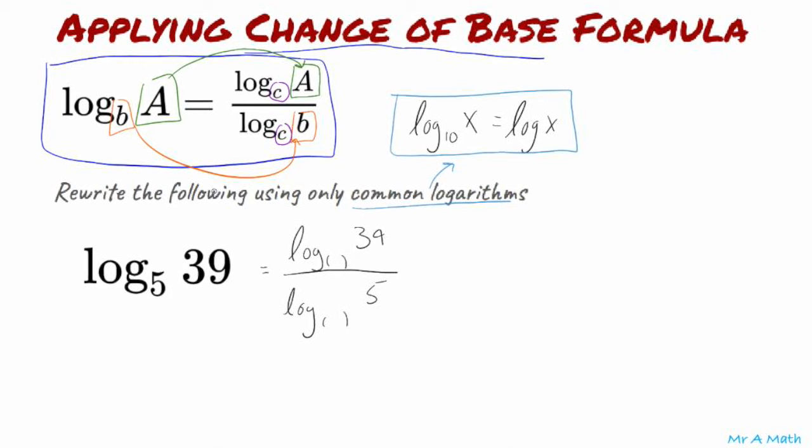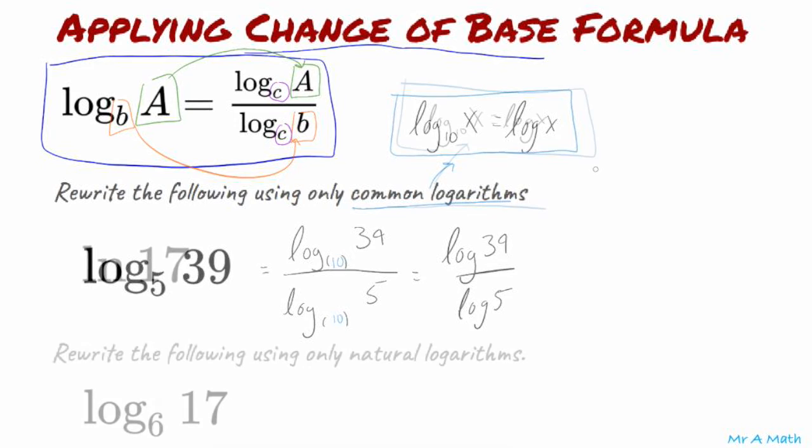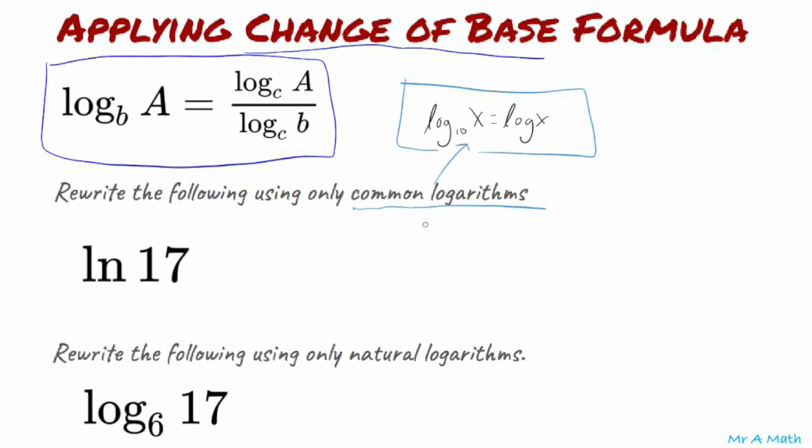So since we need to rewrite this using common logarithms, that means our base needs to be 10. But since base 10 can be just written as log, we can just write this as log of 39 over log of 5. So let's look at a couple more examples. All right, so here's a couple more examples. Remember, common logarithms is base 10. And let's look at this example.